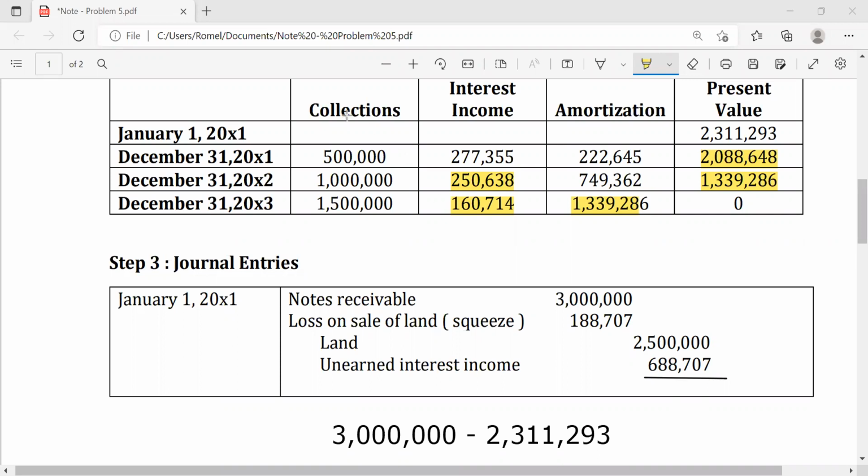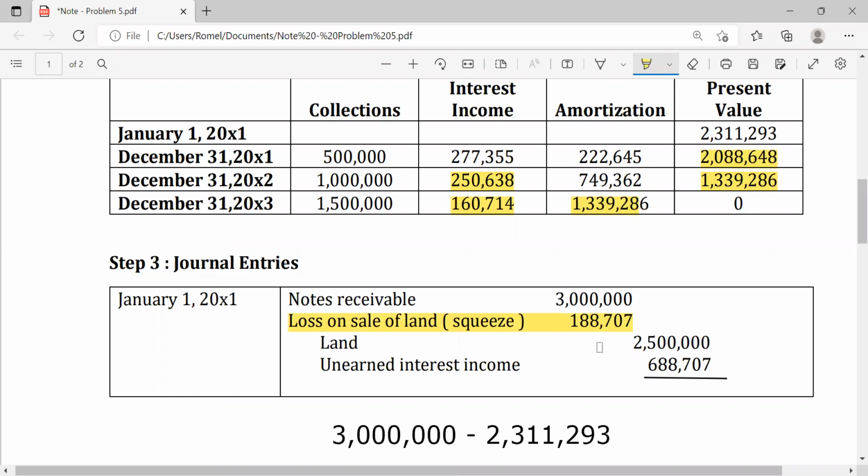So what will be our squeeze account? Our squeeze account is loss on sale of land, 188,707. Bakit loss on sale of land? How much or what is the cost of the land that we sold? We sold land with a cost of 2,500,000 pesos.